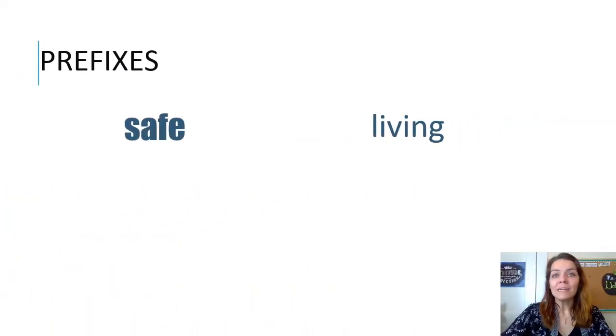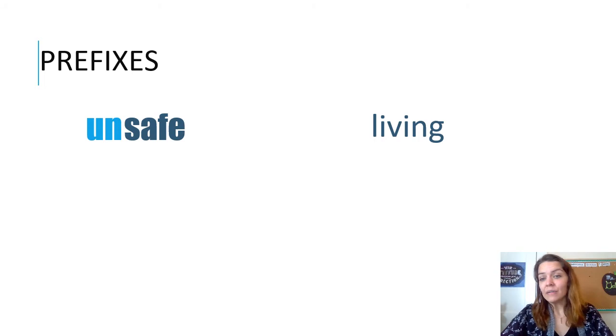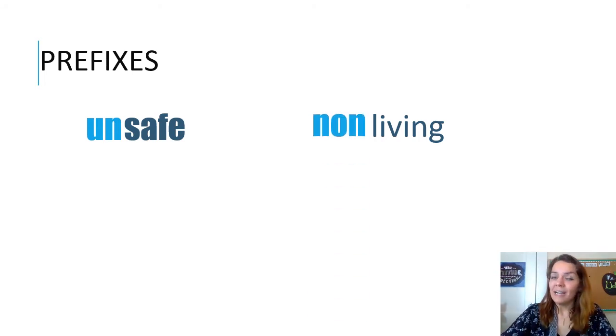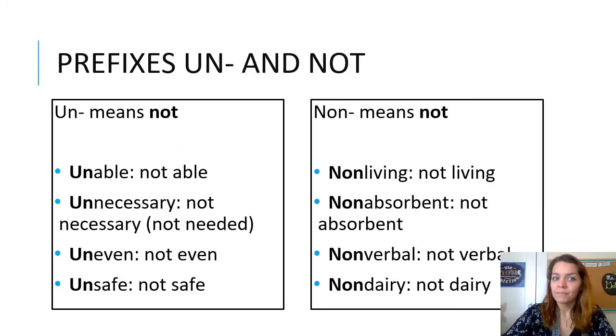So if I had the word safe, that usually means protected from harm. But if I add the prefix un to it, that becomes unsafe, not protected from harm. The word living on its own means alive. But if I put the prefix non in front of it, nonliving means not alive. So un and non both mean not.